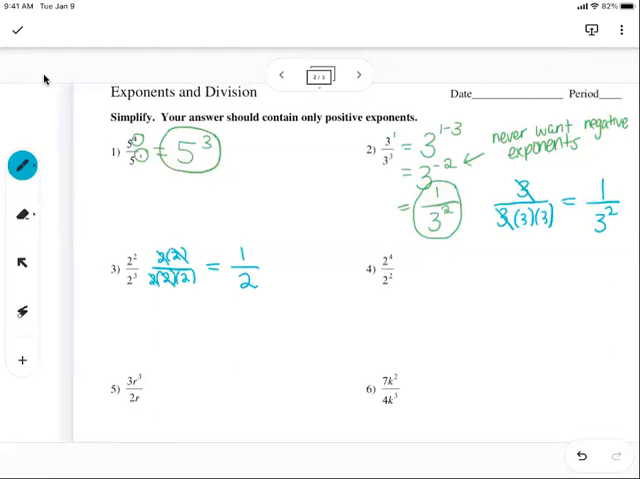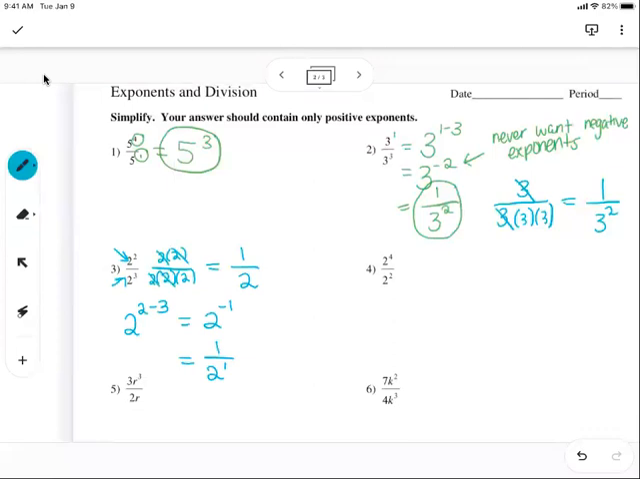The rule says if you have the same base, so these two bases are the same, I can take the exponents and subtract the numerator minus the denominator. Well, 2 minus 3 is equal to negative 1. So I get here 2 to the negative first power. And this is a little strange because when you have a negative exponent, what that means is you have to take the 2 to the first power and put it in the denominator. 2 to the negative first power is really 1 over 2 to the first power.